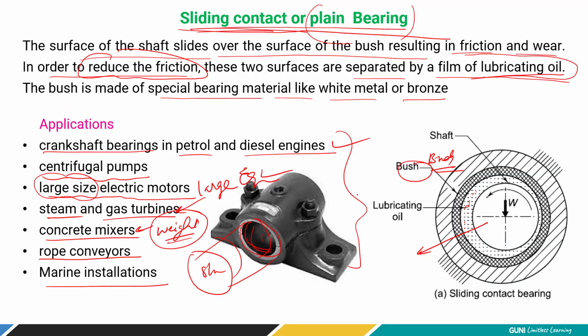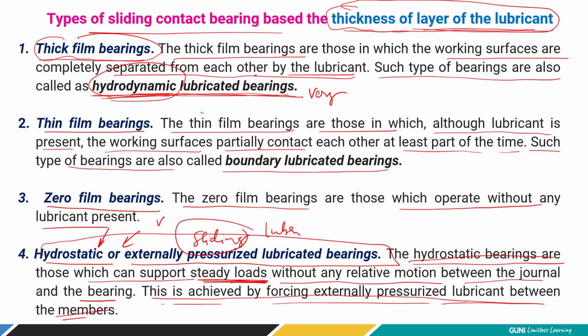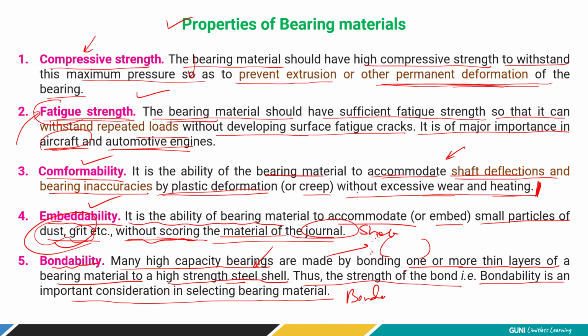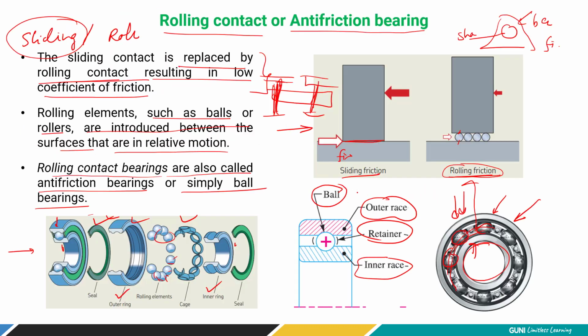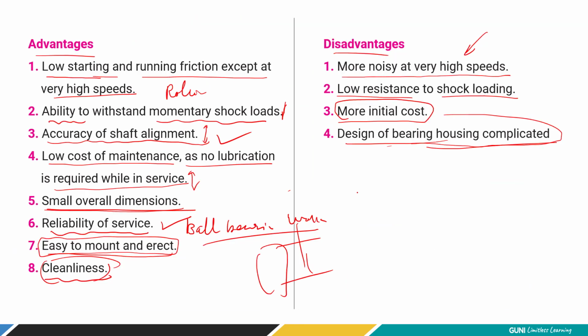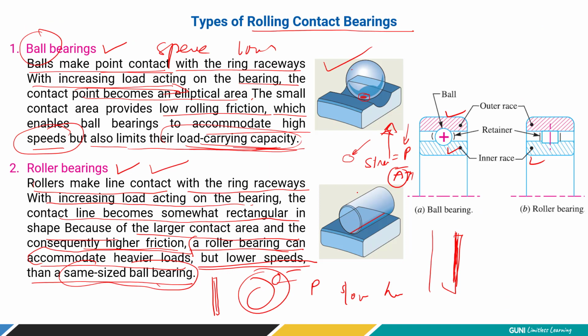So, student, in the last class we were discussing various types of sliding contact bearings, right? We have also started discussing the different materials for the bearings. Then we started the discussion on rolling contact bearings, that is, anti-friction bearings. Now we have also seen the types of rolling contact bearings based on the rolling element. That is, first, the ball bearings that we are aware of, and second, roller bearings.